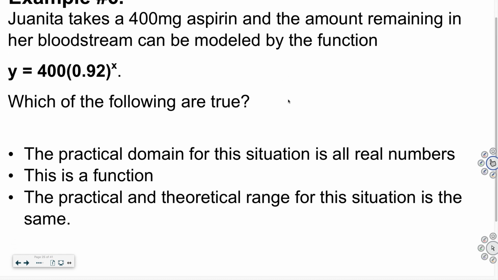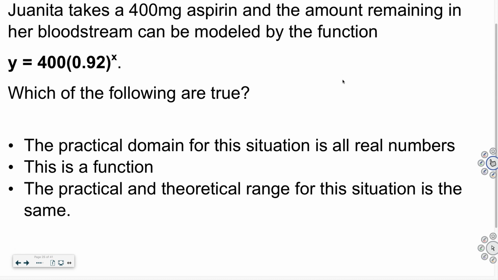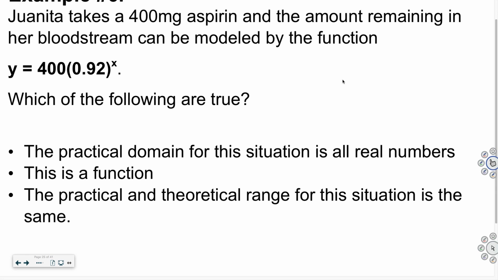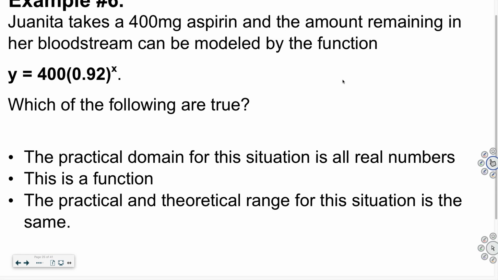Juanita takes 400 milligrams of aspirin. The amount remaining in her bloodstream can be modeled by the function y equals 400 times 0.92 to the x. Which of the following are true? The practical domain for this situation is all real numbers. Let's talk about the domain real quick. Our domain is our x values, and in this case, it represents time, mapping the amount remaining in her bloodstream over time.